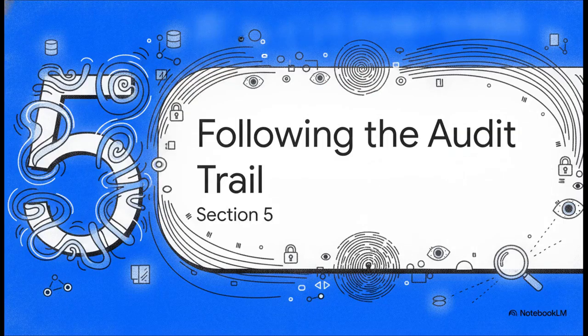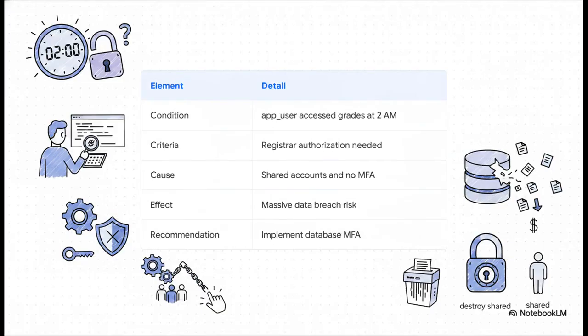And finally, Section 5, following the audit trail. So, we enter the deepest part of the system, the database. This is where digital breadcrumbs reveal exactly who did what and when. And what's really interesting about this slide is how all of this comes together into a formal, high-stakes conclusion. When an auditor pulls the logs and finds something suspicious, they don't just wave their hands and say, hey, this looks bad. They structure it using the rigorous 5-element audit finding.